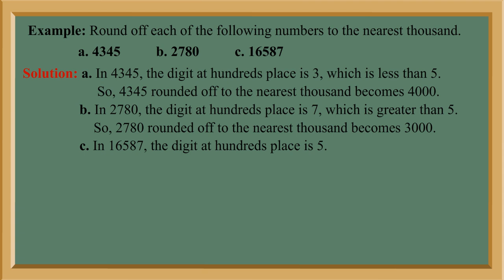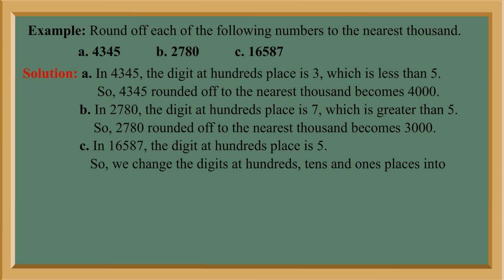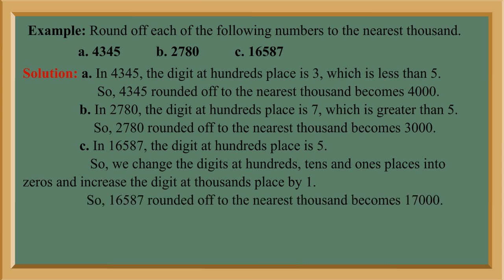C. In 16587, the digit at hundreds place is 5. So, we change the digits at hundreds, tens and ones places into zeros and increase the digit at thousands place by 1. So, 16587 rounded off to the nearest 1000 becomes 17,000.